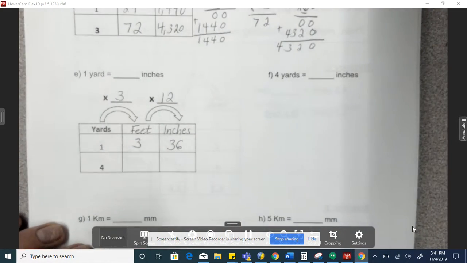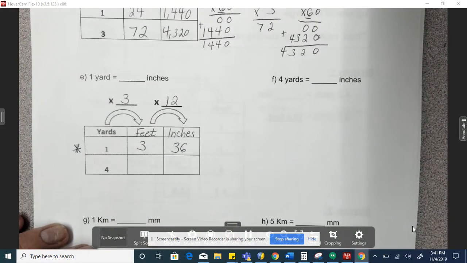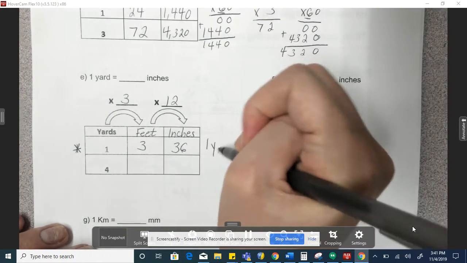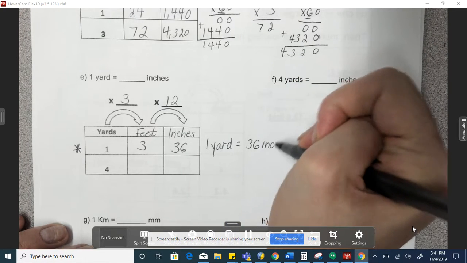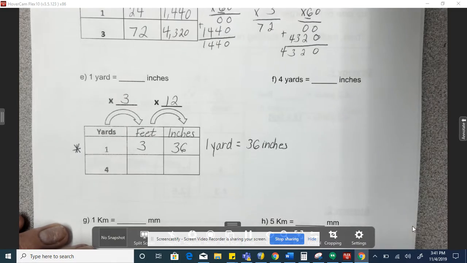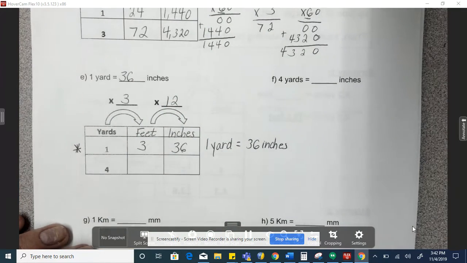I'm going to star this because this is a really important conversion to know. If you know that 1 yard equals 36 inches, that's going to help you a lot on problems where you don't have to do all these steps. So for E, 1 yard equals 36 inches.